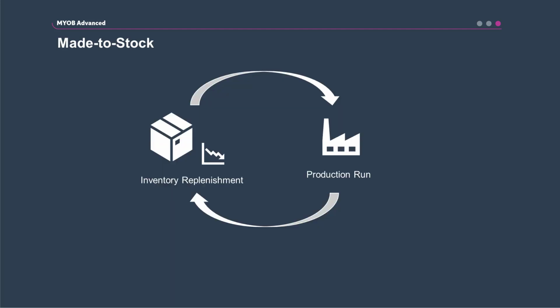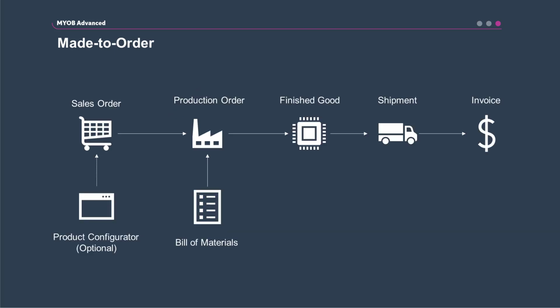Now, let's go to the different business processes that we can execute within the manufacturing modules. So this is probably the simplest one, made to stock. In this scenario, you just want to replenish your inventory and produce as and when you need it. We also have the ability to make to order products within the system. So from your sales order, you can trigger a production order that produces the final good.